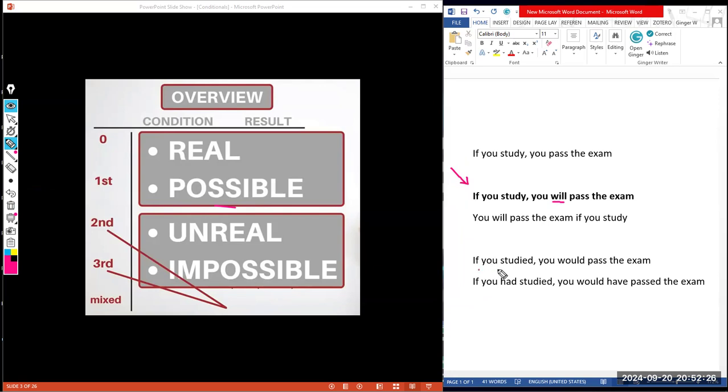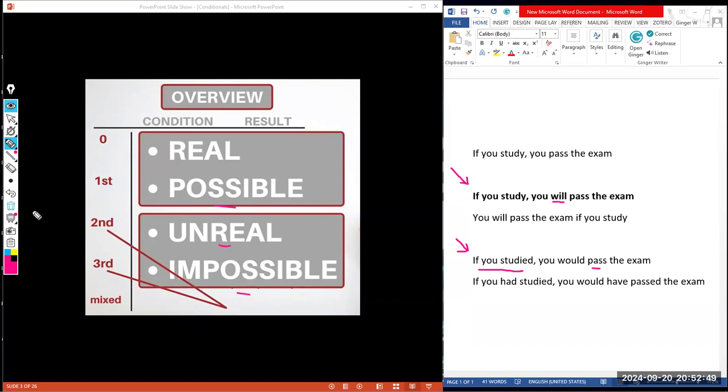But if I say, if you studied, you would pass the exam, this is something that has already happened. Notice that I didn't pass the exam. I failed and I didn't study. I cannot change anything. Okay? So this is why the second and the third conditionals are called unreal or impossible to happen.